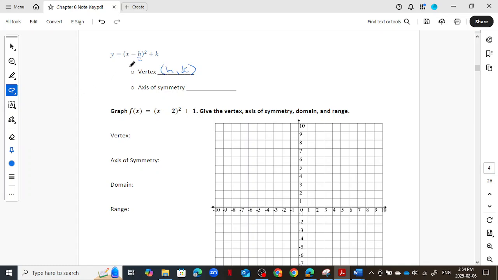There are multiple reasons for that, but if you can just remember that, you're good to go. And then the k is as it should be, so just pull off the k. And the axis of symmetry will always be x is equal to h.